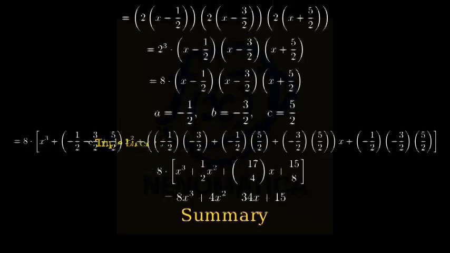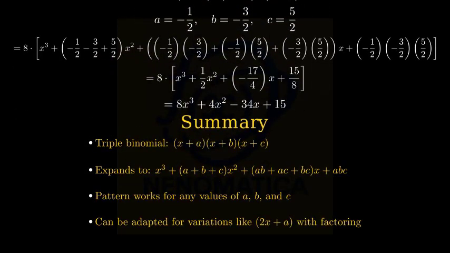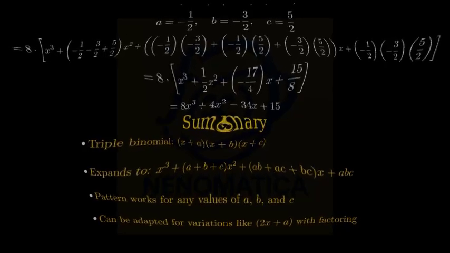Let's summarize what we've learned. When expanding a triple binomial in the form (x plus a)(x plus b)(x plus c), we get 4 terms. First, x cubed. Second, the sum of a, b, and c multiplied by x squared. Third, the sum of the products ab, ac, and bc multiplied by x. And fourth, the product abc as our constant term. This pattern makes it much easier to expand these types of expressions without having to multiply everything out each time.